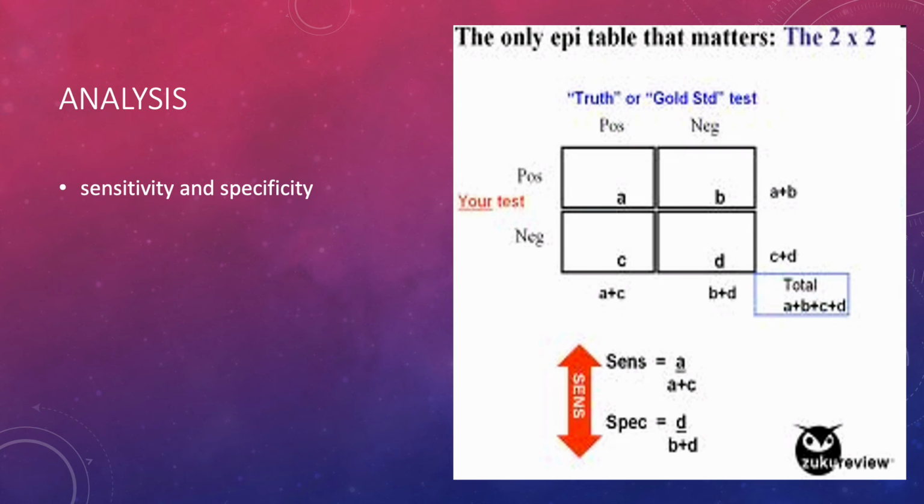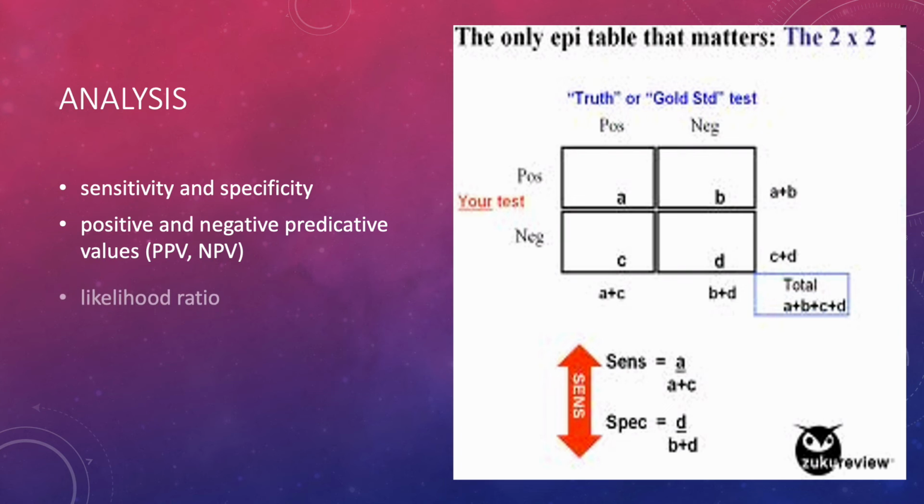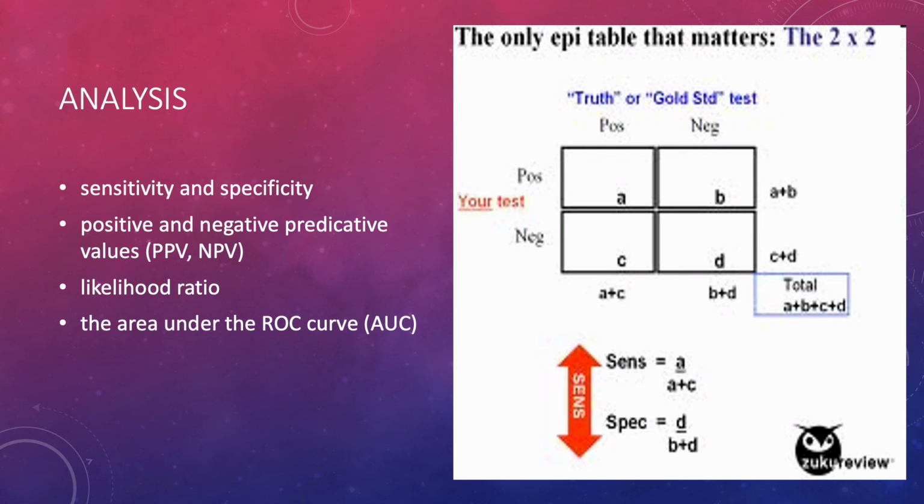The sensitivity and specificity, you already know that. Positive and negative predictive values, the PPV or the NPV, the likelihood ratio, so we already discussed this earlier in the course. The area under the curve. So the area under the curve informs in a single numerical value about the overall diagnostic accuracy of an index test.